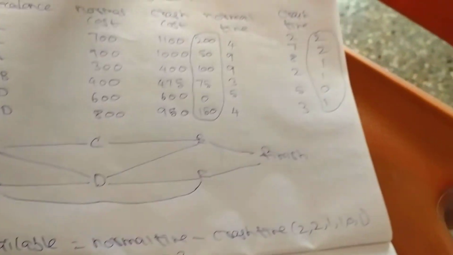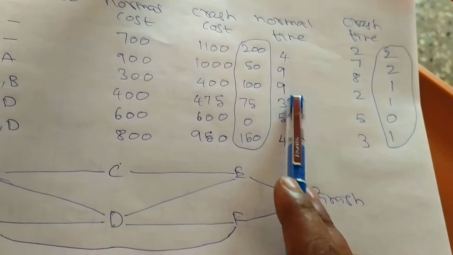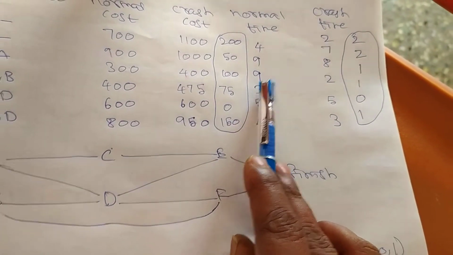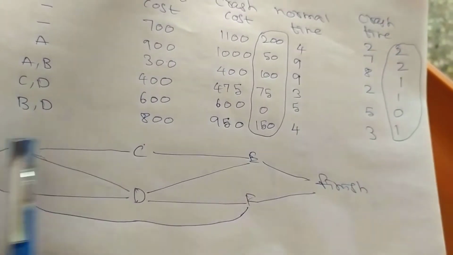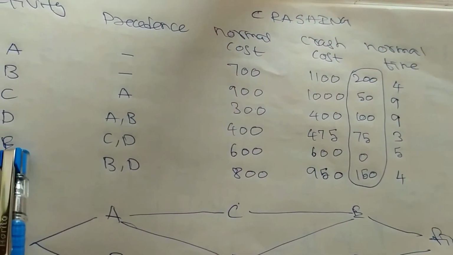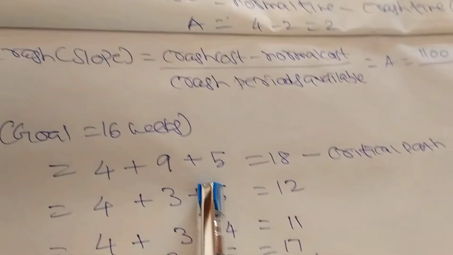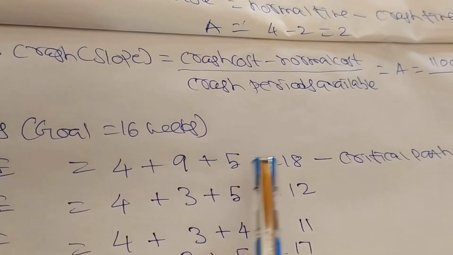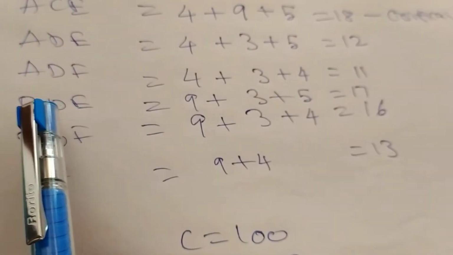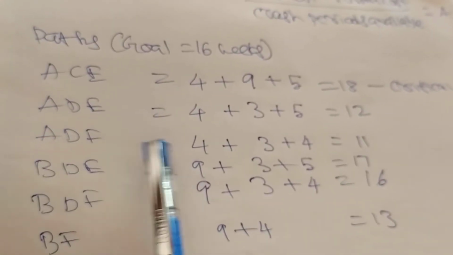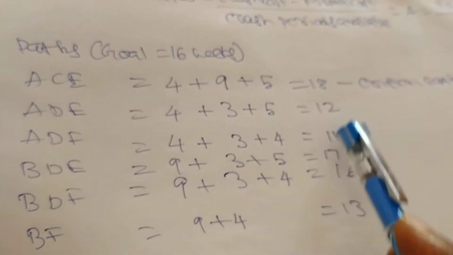So A equal to 4. C equal to 9. Then E equal to 5. So 4 plus 9 plus 5 equal to 18. Clear? Like that we have to calculate A, D, E, A, D, F, B, D, E, B, D, F, B, F. So you calculate like this now.